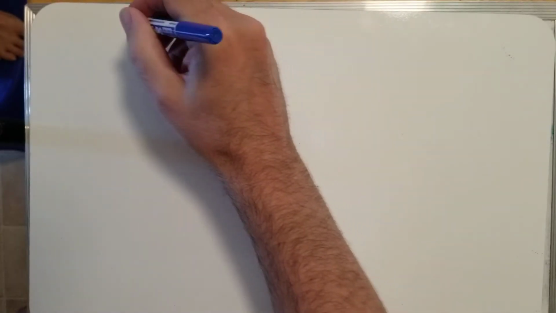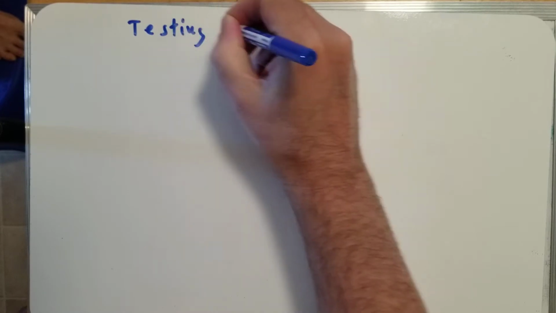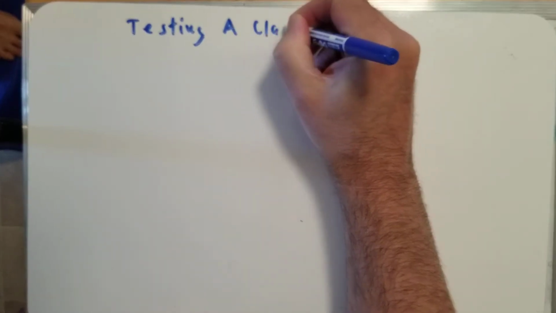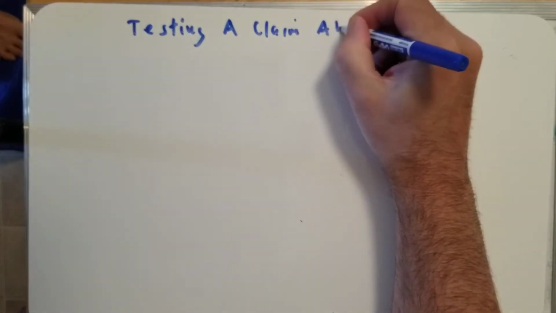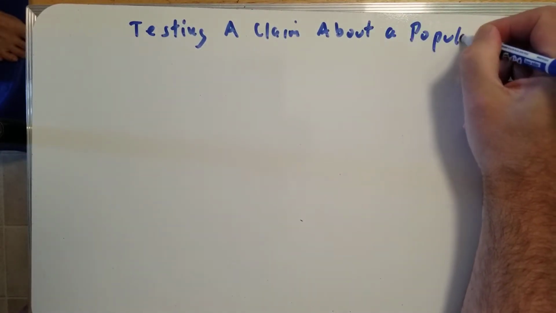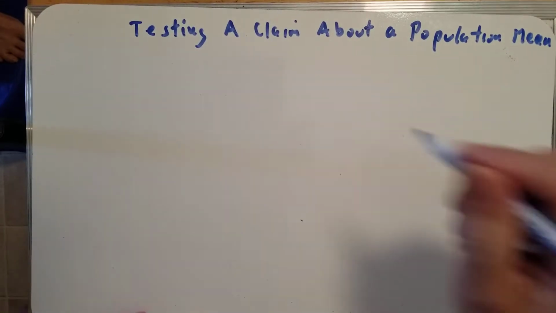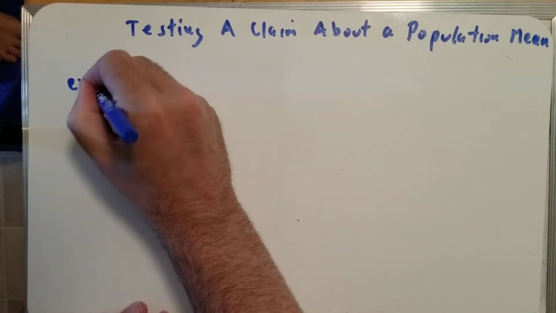I'm going to do a couple of examples about testing a claim about a population mean. Okay, so I'm just going to jump into the example.